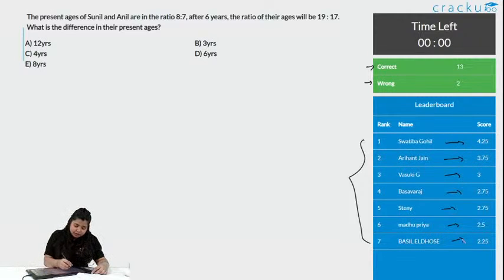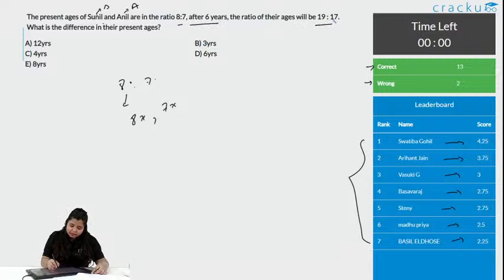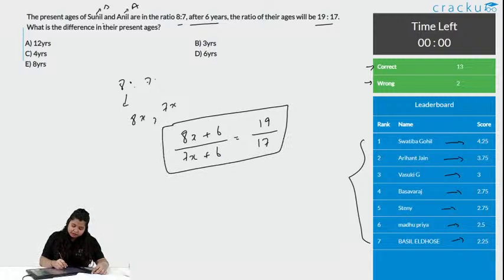Let us see how we do this now. It is saying the present age of Sunil and Anil. So, let their ages be S and A, as both the initials are different. So, I am taking it to be S and A in the ratio of 8:7. So, let the ratio be 8x and 7x for convenience. So, after 6 years, the ratio becomes this. So, simple, 8x after 6 years, that means add 6, over 7x plus 6, is equal to 19 by 17. This is the equation you need to find. If you solve this, you will get the answer.